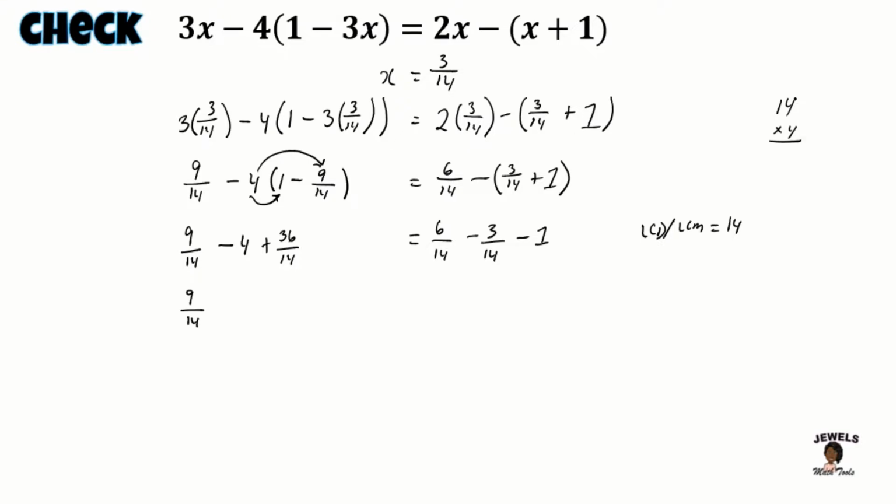So 4 times 4 is 16. We put our 6, carry the 1. 4 times 1 is 4, plus 1 will give us 5. So we now have minus 56/14 plus my 36/14, which is equal to, putting back our 6/14 minus our 3/14. And we know that 14 times 1 is going to give us -14 over 14.